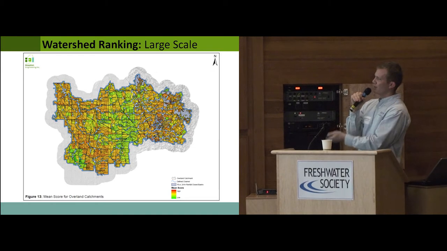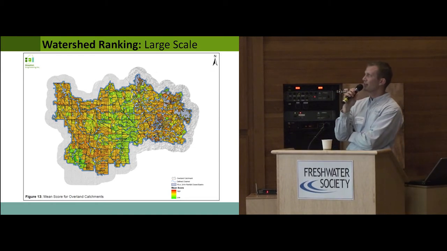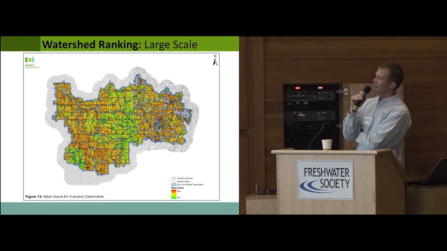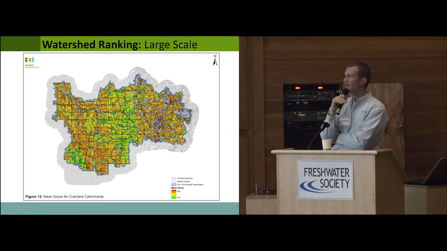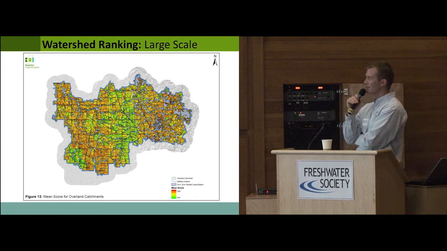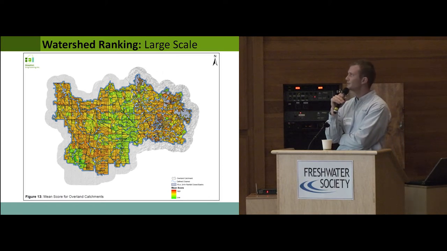So what we're planning to use this tool for is to work with the SWCDs in terms of marketing BMPs, where we can take these catchments and pick out ones based on the higher scores for initial landowner contact and marketing of structures. If we don't get really good landowner willingness, we'd probably expand that a little bit.